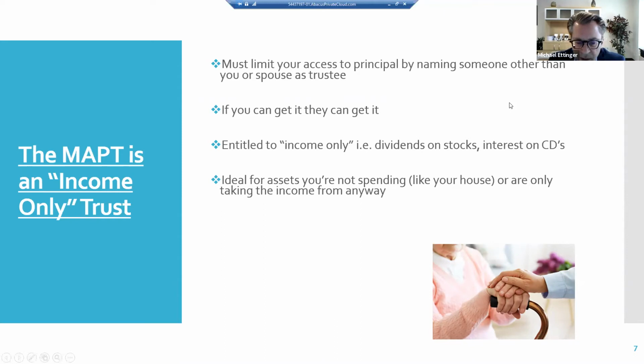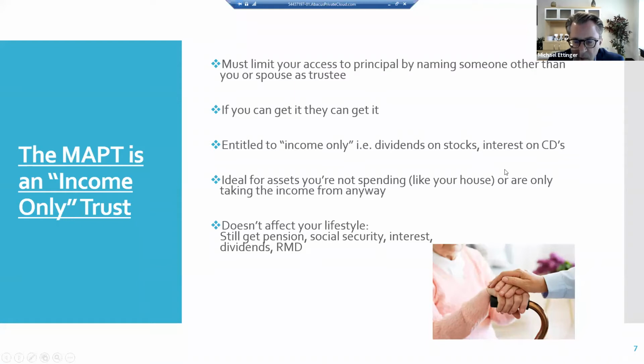So we want to protect those assets. We put those assets in the trust. There's some access to them. You get the income. There is a way to get principal. I'm going to talk about that in a moment. But essentially, when you set up an MAPT, it doesn't affect your lifestyle. You still get your pension directly, your Social Security, interest, dividends, and your required minimum distributions.